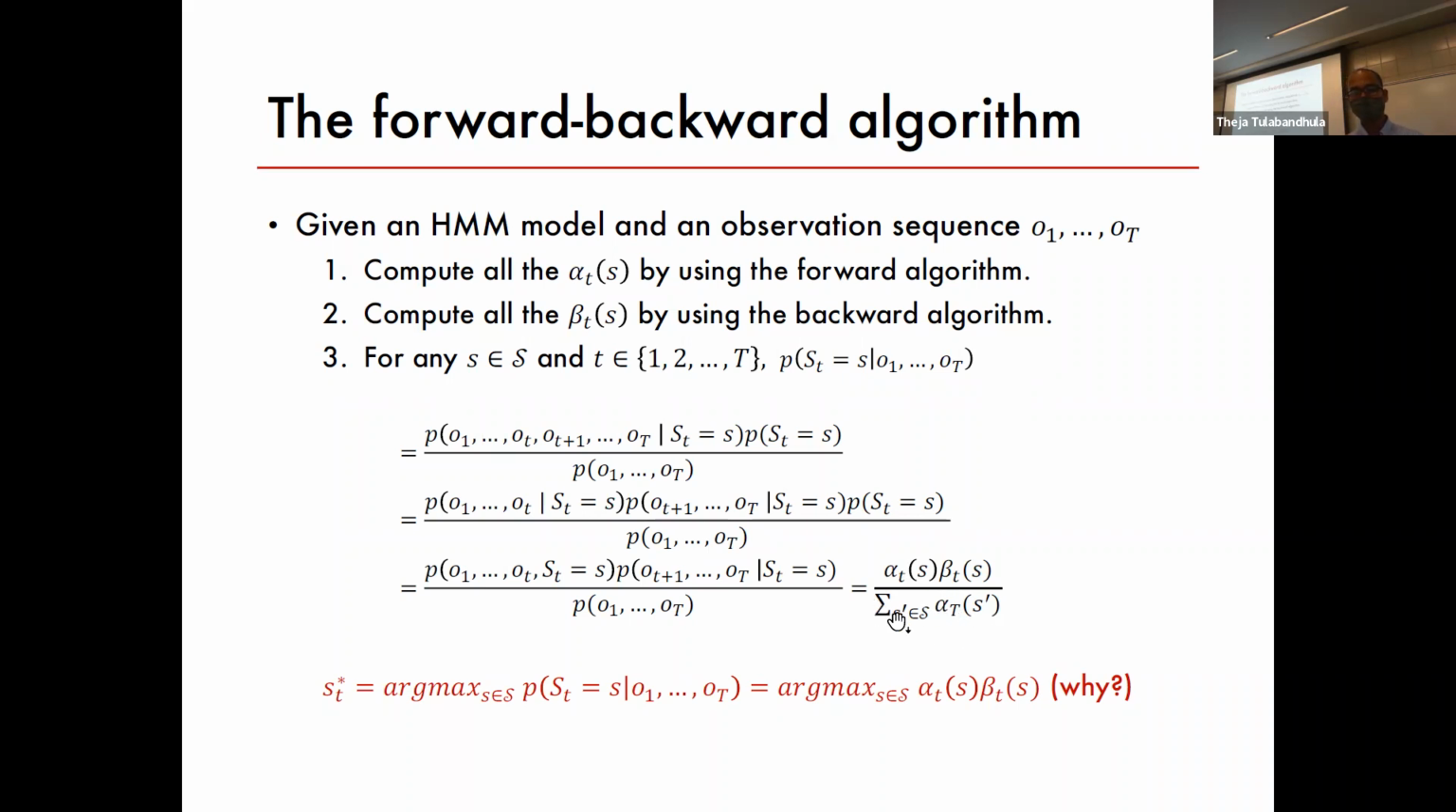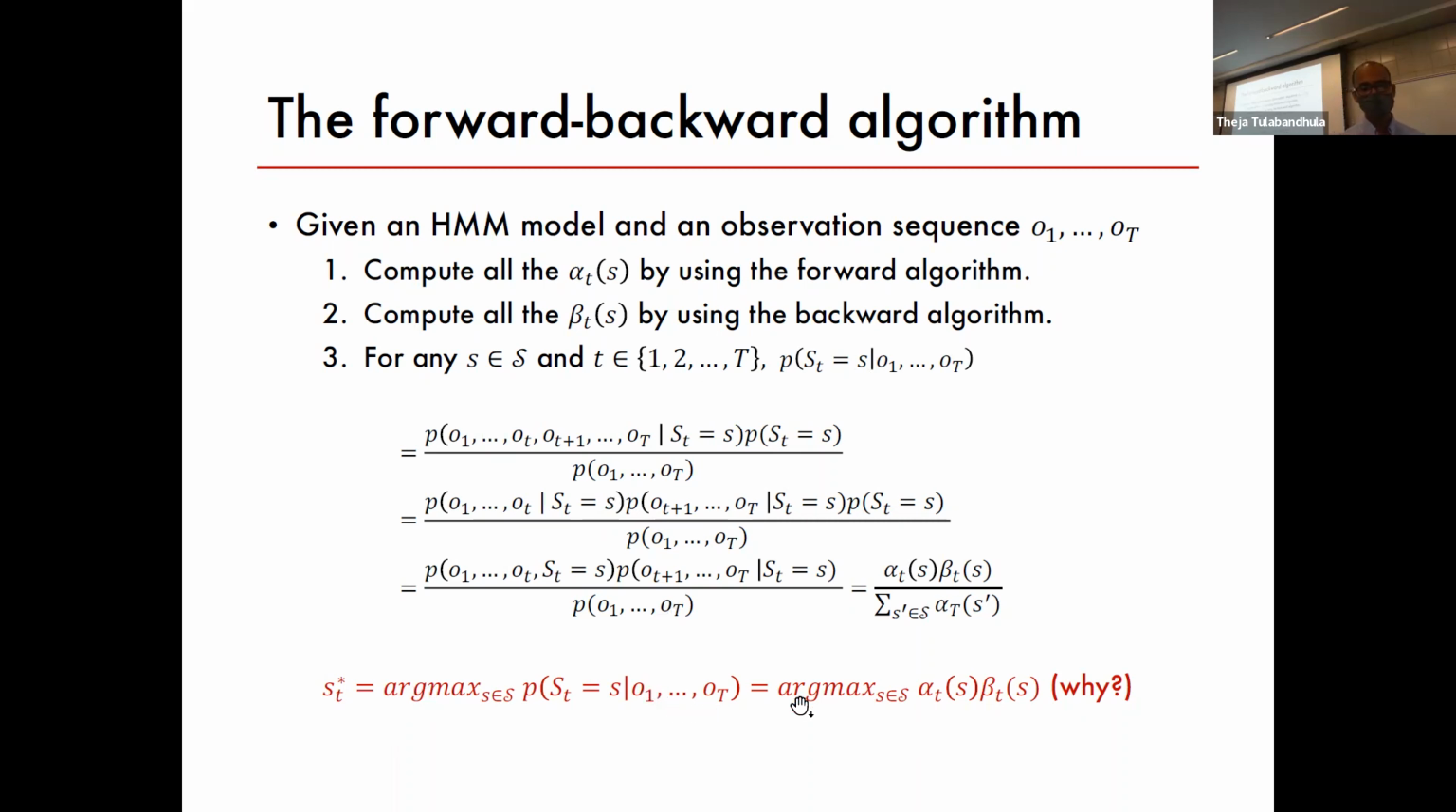So this is how you would have this value. And given this value, you can ask what is the most likely state at any given point of time given the observations that I've seen so far? The most likely state is going to be the argmax of this. Pick every state, compute this value, and whichever state gives me the highest conditional probability, that's the likely state. That's the argmax of this expression here.